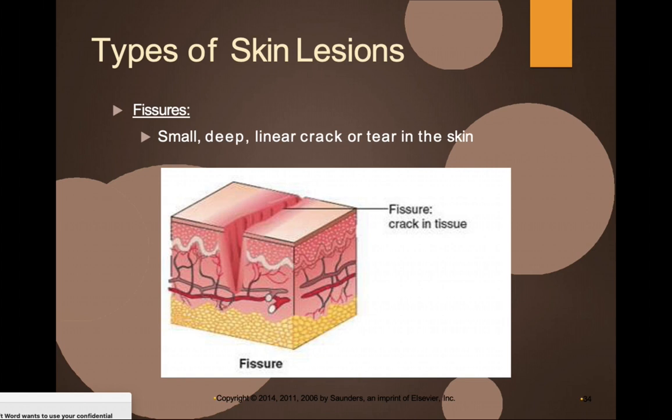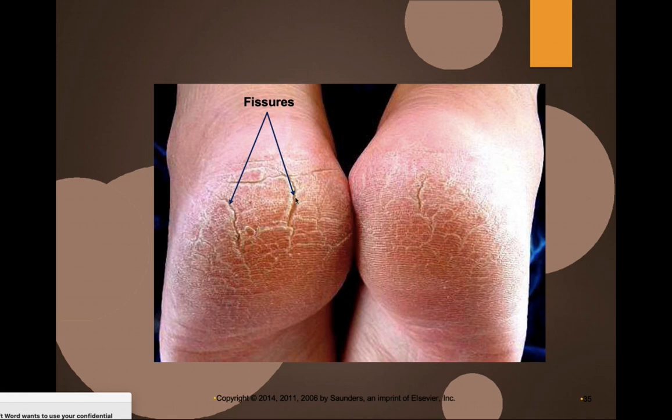Here's a fissure, right? A fissure is a small, deep, but it's a linear crack or a tear that's in the skin. People sometimes get these on the underneath surface of their feet near the heels, right? We could see them here. These are fissures.